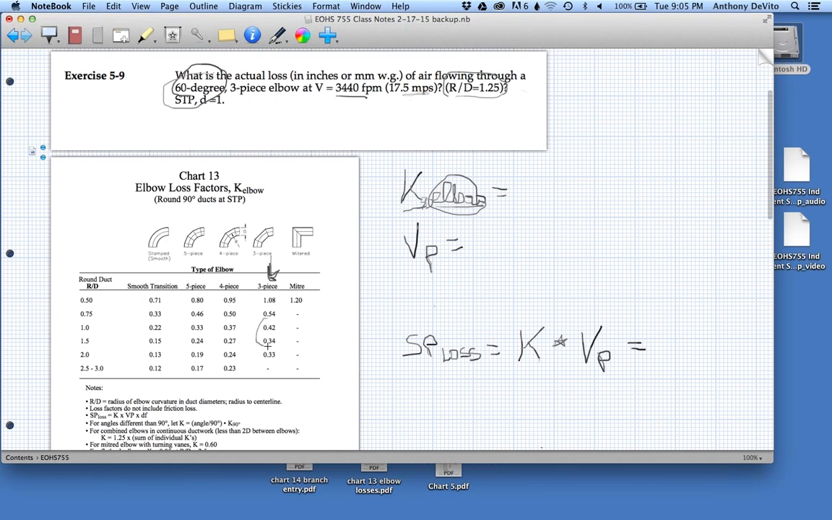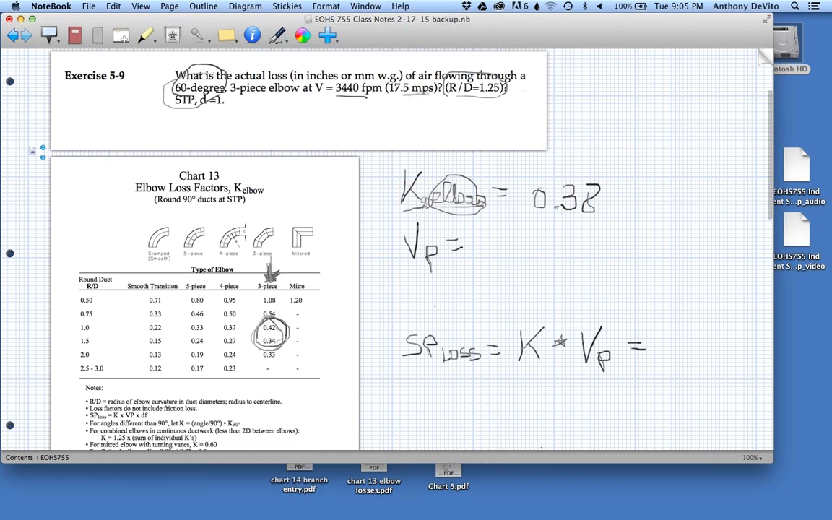1.25, I don't have that. It's somewhere between these two. Well, the first thing I have to do is, since this chart for a 3-piece 90-degree turn doesn't have a value for a radius to diameter ratio of 1.25, I have to interpolate between these two numbers. Between 0.34 and 0.42, the average of those two is 0.38.